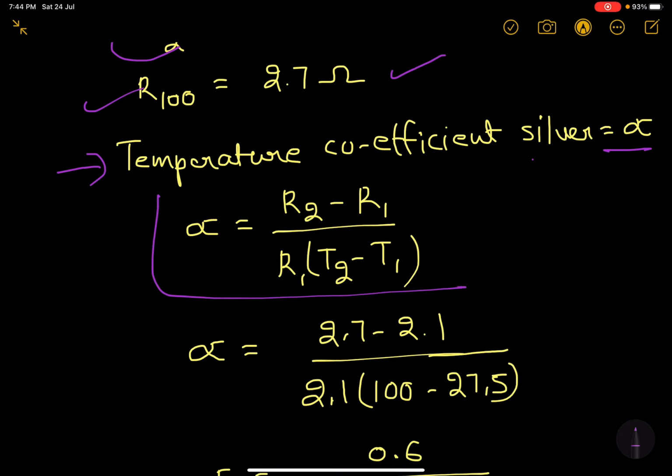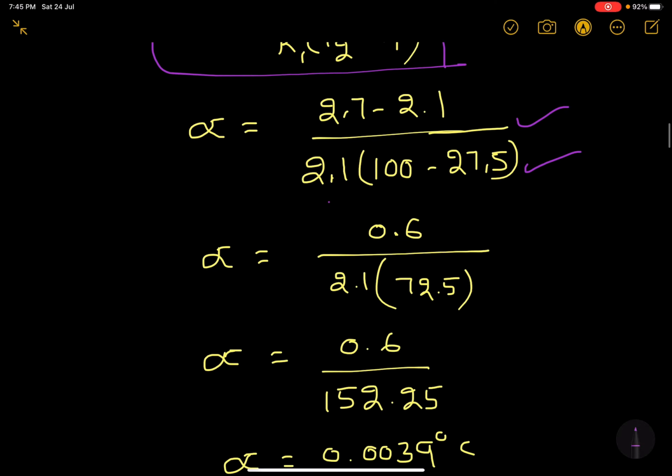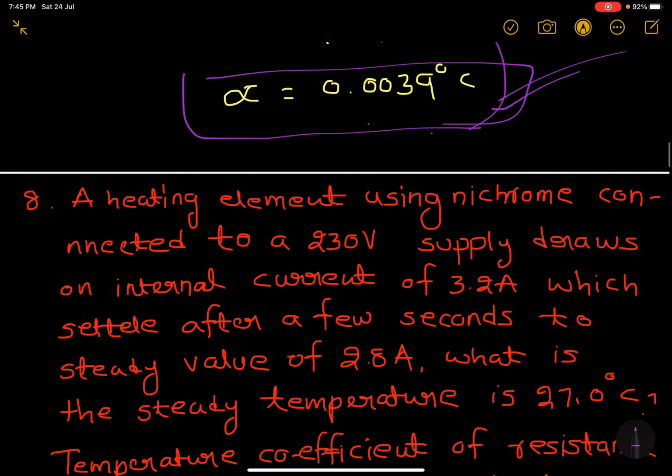So alpha equal to, we have one formula, that is R2 minus R1 by R1 into T2 minus T1. Substitute the above values in this: 2.7 minus 2.1 by 2.1 into 100 minus 27.5. Then we will get 0.6 by 2.1 into 72.5. With simple calculation, the temperature coefficient is 0.0039 per degree centigrade. Eighth question.